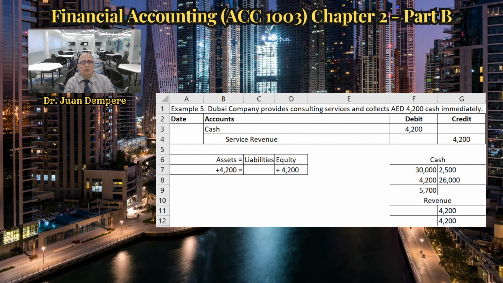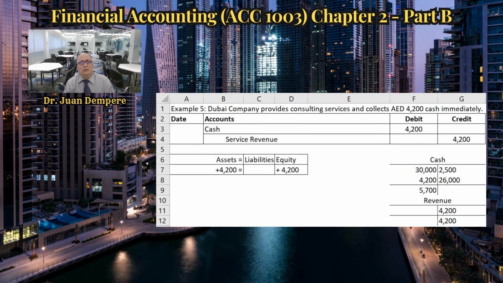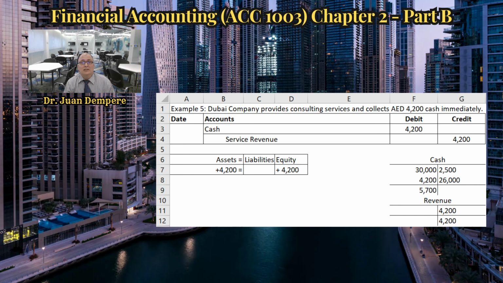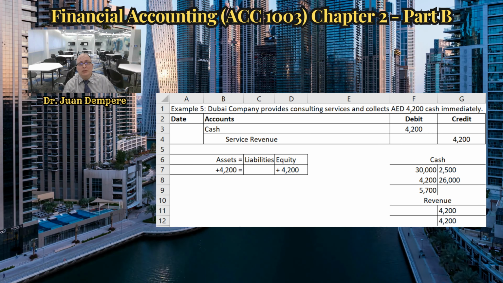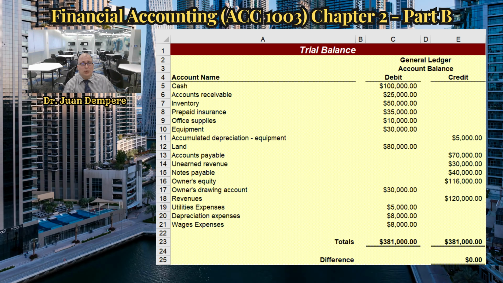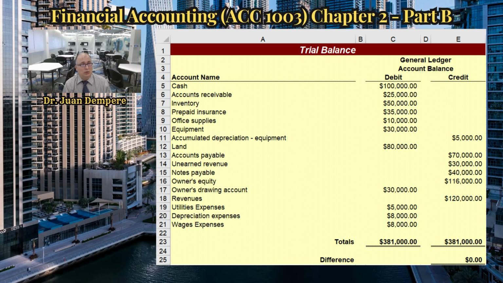Example 5. Dubai company provides consulting services and collects 4,200 UAE dirhams cash immediately. Journal entry. Cash on the debit column for 4,200 and consulting revenue on the credit column for 4,200. Trial balance. The trial balance is our checkpoint. It ensures our debits and credits are in harmony. If they are not, we have missed something.